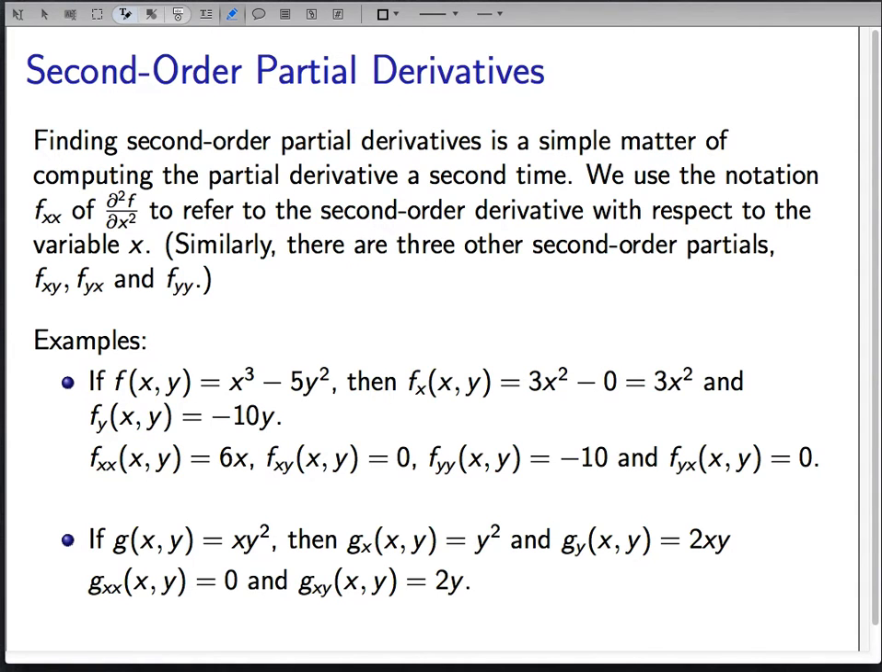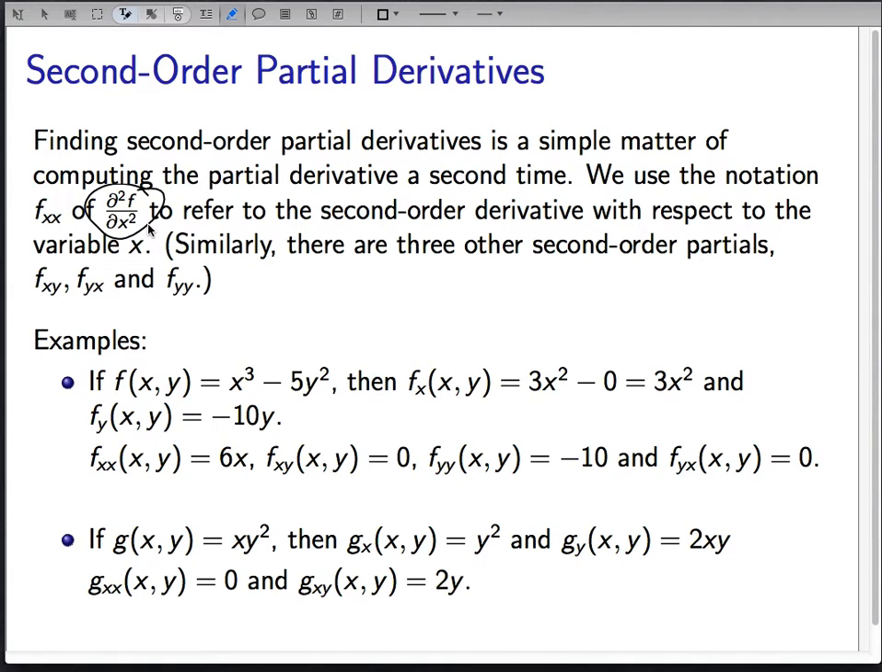Okay, so let's look at some second-order partial derivatives. Finding second-order partial derivatives is just a simple matter of computing a partial derivative a second time. And the notation that we use is typically something like fxx if we're interested in computing a partial derivative with respect to x twice, or sometimes you'll see the partial symbol d2f, and that just means two derivatives of f, and the bottom tells you you're doing the partial derivative with respect to x twice.